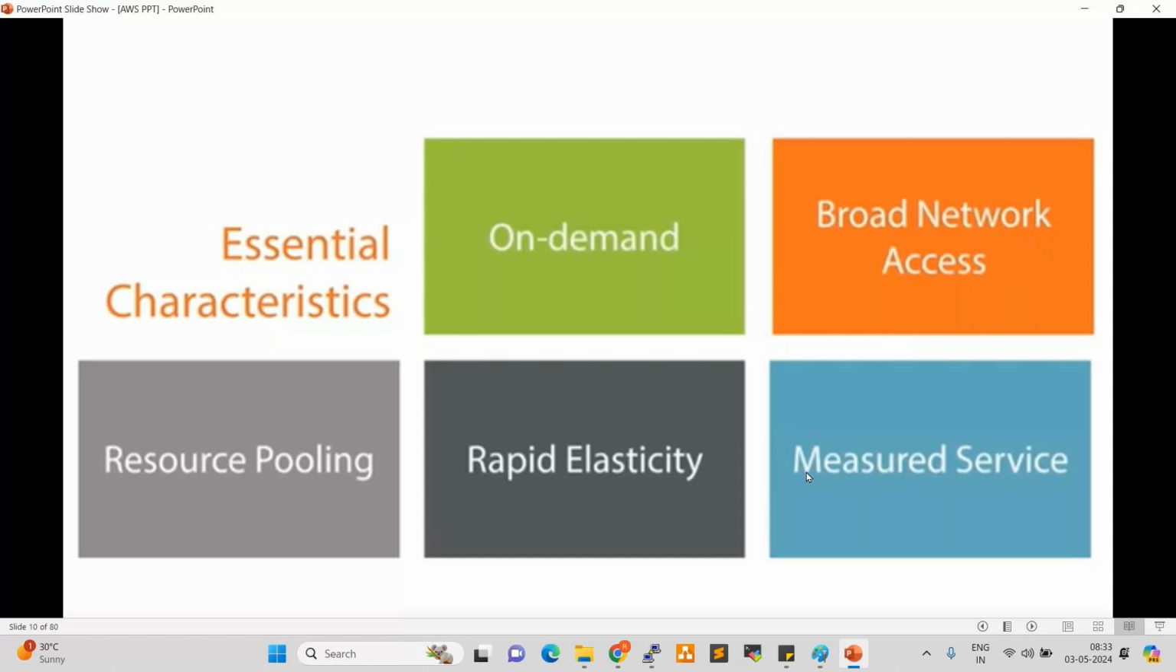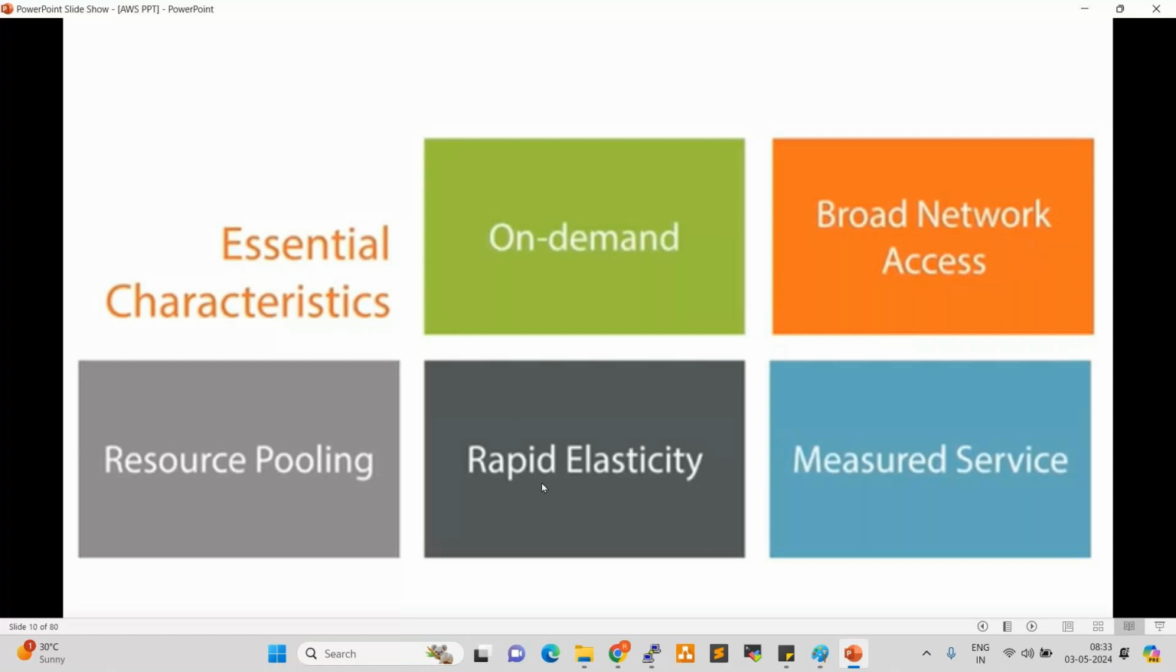Next one is resource pooling. What is resource pooling? Whatever resources we are using in the cloud, we can reuse a number of times. We can pool them and reuse them. While working on servers, we can stop the servers and start the servers, or with storage, we can detach the storage and attach it to other servers. Like that, you can reuse the resources a number of times.